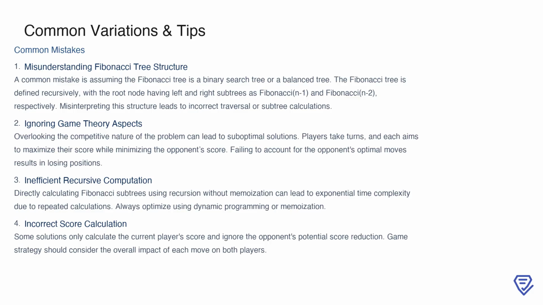Misinterpreting this can lead to incorrect traversal strategies or subtree calculations. Another frequent pitfall is ignoring the game theory aspects of the problem. Remember, this is a competitive game where players alternate turns, each aiming to maximize their score while simultaneously minimizing their opponent's potential score. If you fail to account for the opponent's optimal moves, you could end up in a losing position.